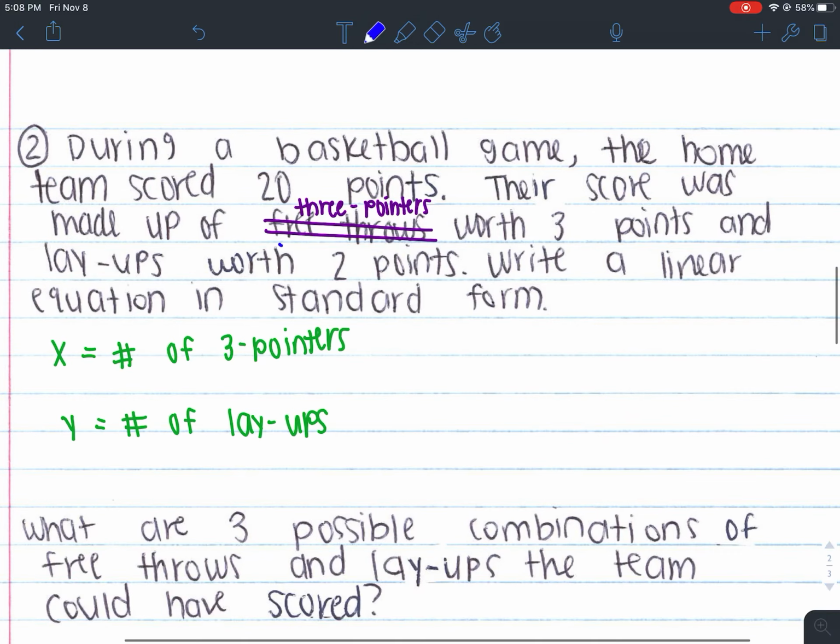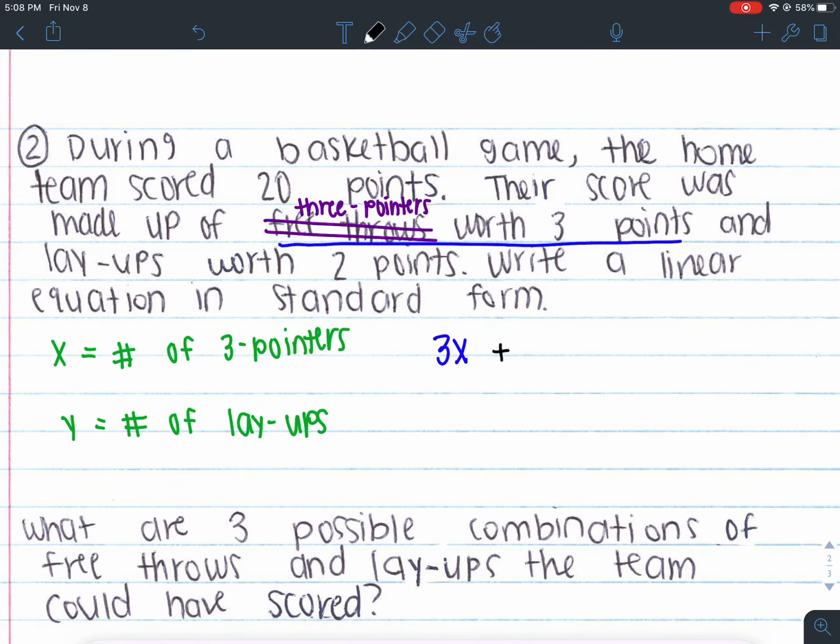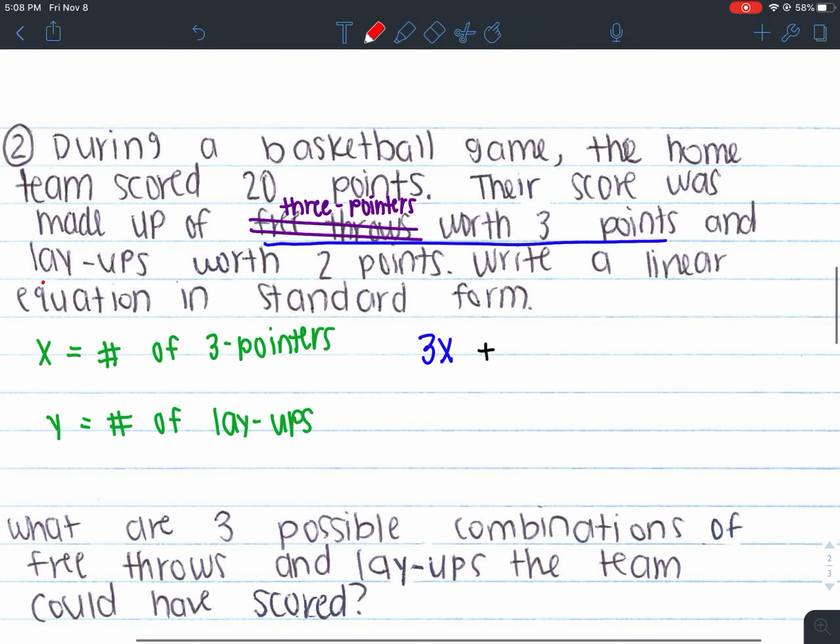Now, how much is a 3-pointer worth? A 3-pointer is worth 3 points. So that would be 3 points per 3-pointer, 3X. And then you know you're going to add that to the total of layups that you have. Layups are worth 2 points. So since Y is our layups, we're going to have 2Y.